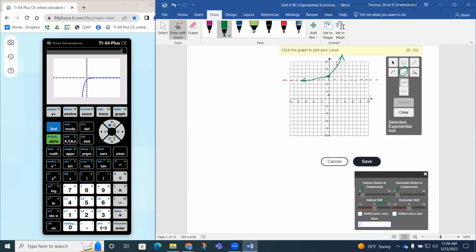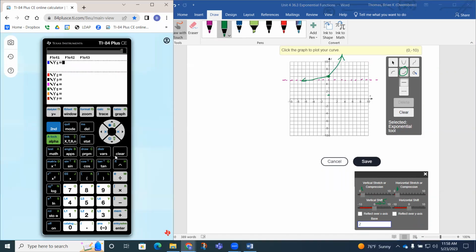Something like that. Now, if I want to use my calculator, I can go y equals, clear. I can do 4 to the x plus 5 and graph that. Notice how it does move this graph up there like we have. So that's what our graph is going to look like.